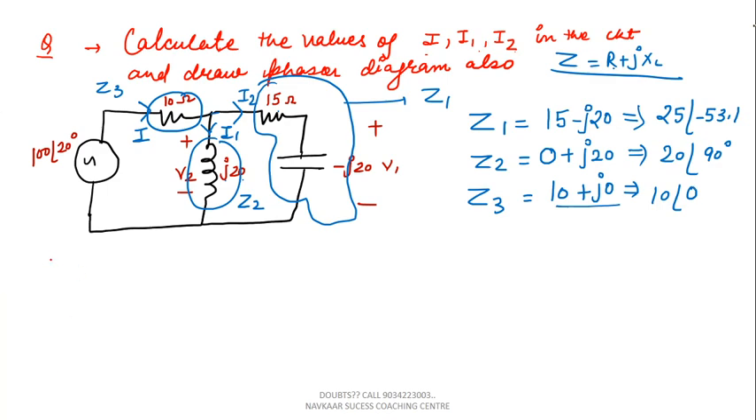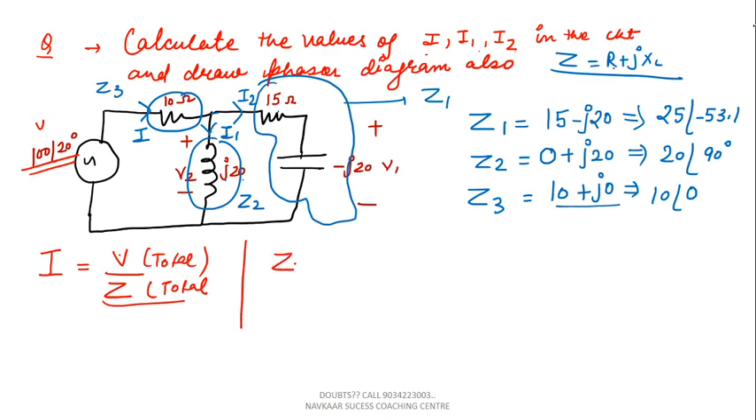Now what do we need to calculate? We need to calculate I. You know that I is the total current which is flowing in both the branches. So I is the total current. The formula for that would be V by Z. I is equal to V by Z. V must be the total and the impedance must also be the total. V they have given, that is 100 angle 20, but the total impedance they have not given. We need to calculate the total impedance.